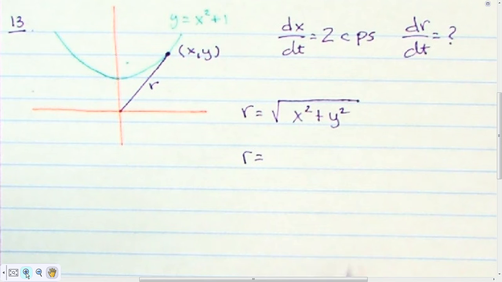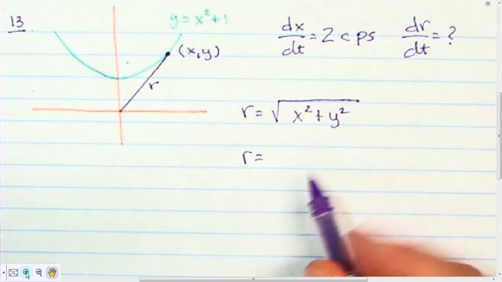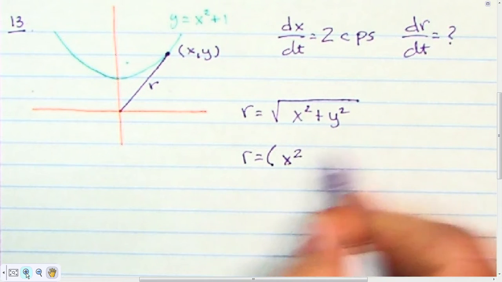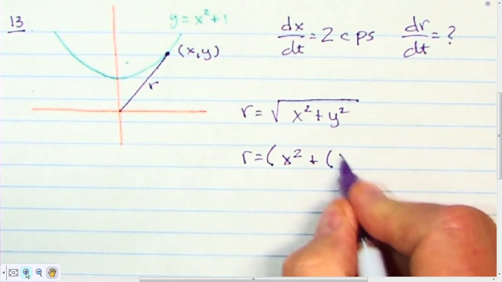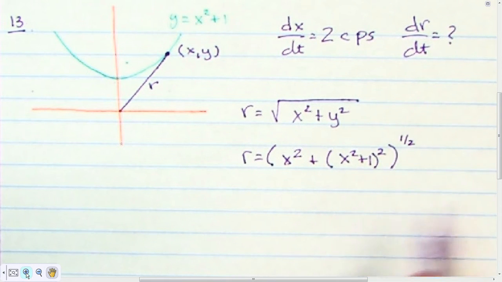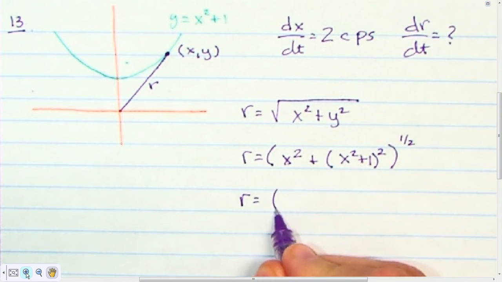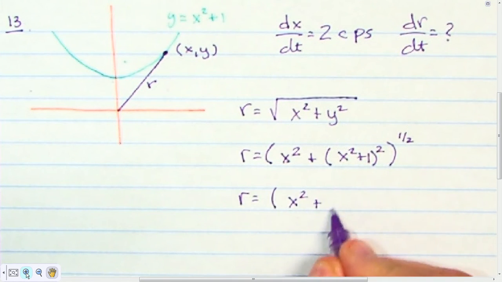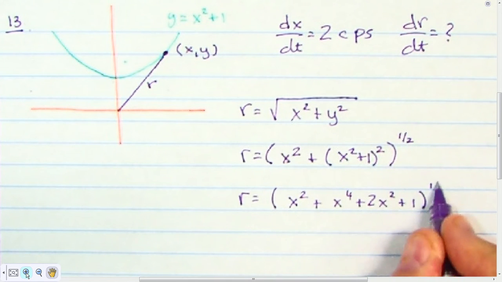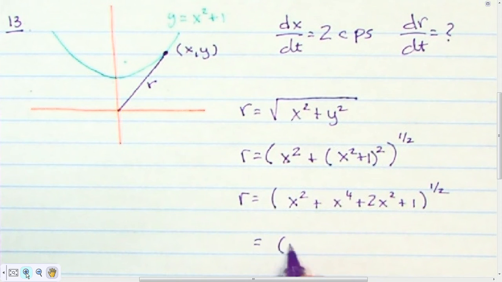And we're going to have r equals, and I'm going to change this from a radical to the 1/2 power because we know when we differentiate, it makes it a lot easier for us. x squared plus y, which is (x squared plus 1) squared, to the 1/2 power. If I clean that up, I get r equals (x squared plus x to the 4th plus 2x squared plus 1) to the 1/2, which is (x to the 4th plus 3x squared plus 1) to the 1/2 power.